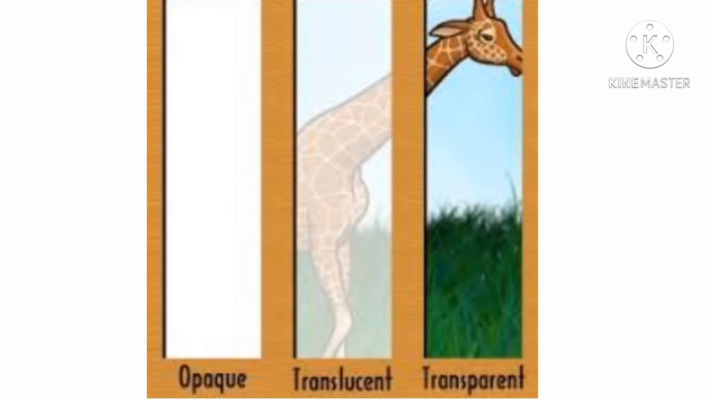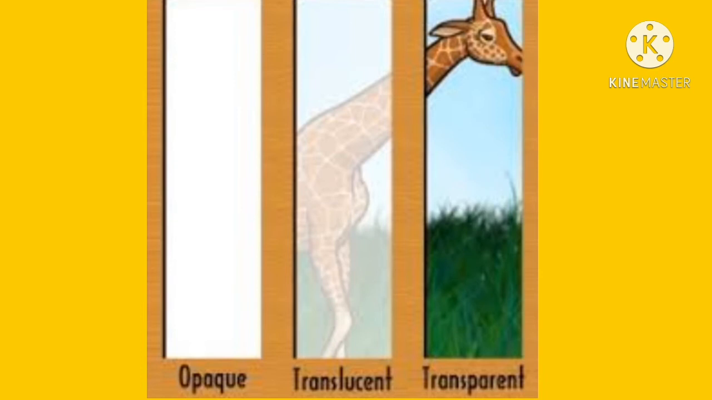See children, in this picture, a giraffe is standing behind the window and we cannot see the giraffe completely. Only the head and neck of the giraffe is clearly seen. Children, do you know why? This is because the glasses of this window are made of different types of materials.